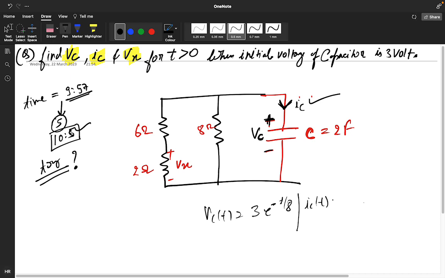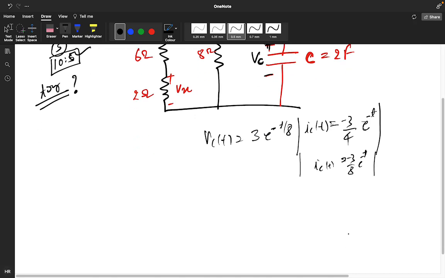For you, Priyanka, same or different? Ix is different, sir, 3 by 4 e power minus t. How much are you getting, Priyanka? 3 by 8. IC or IX? The IC value, right? Yeah, 3 by 8. Okay.